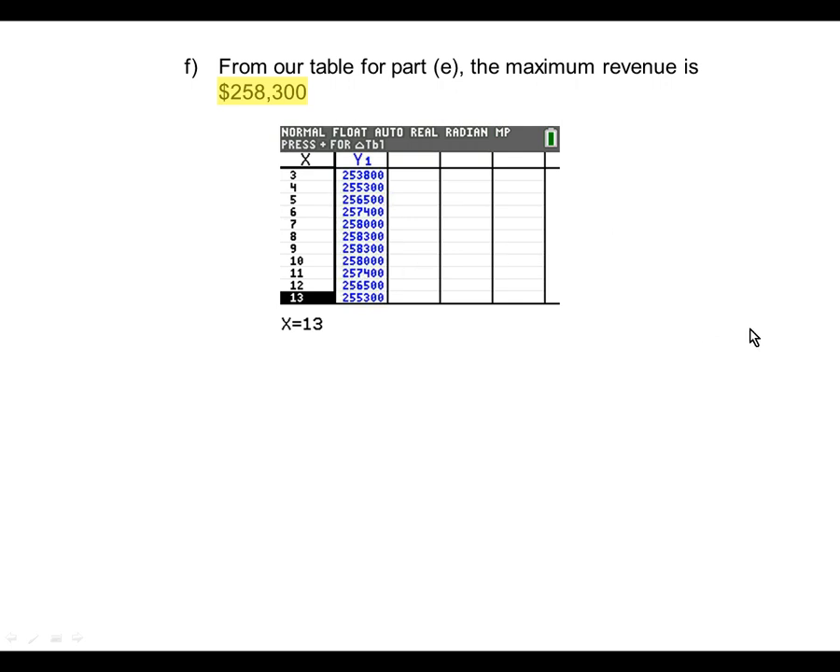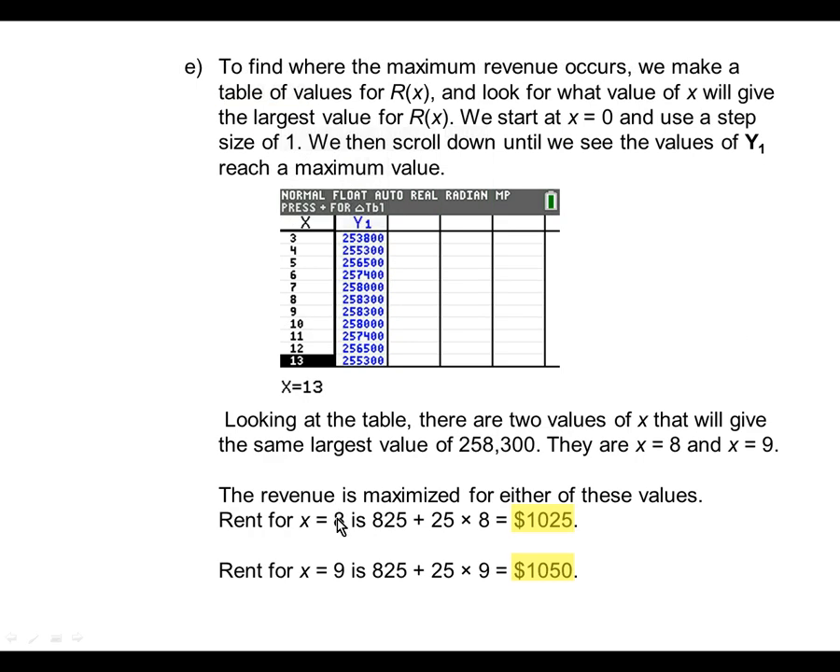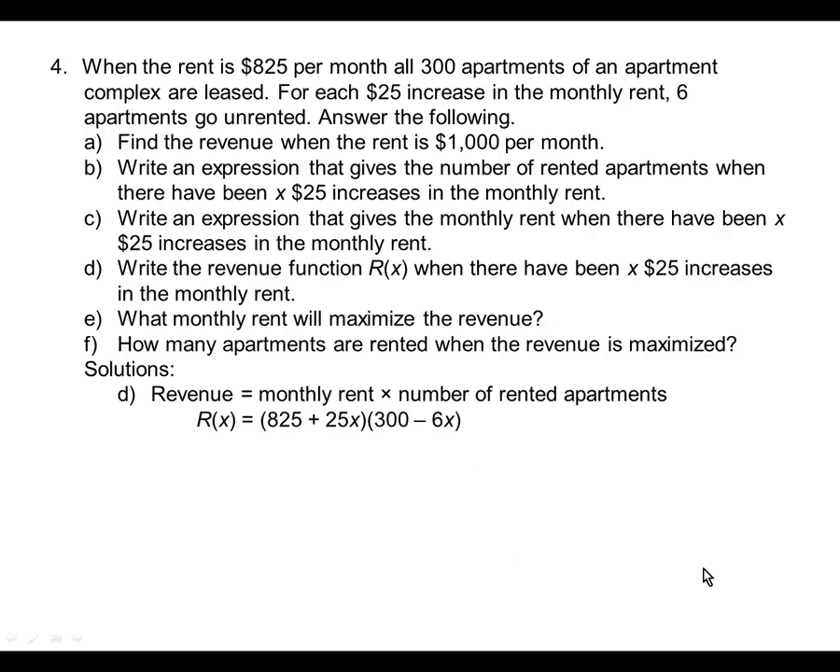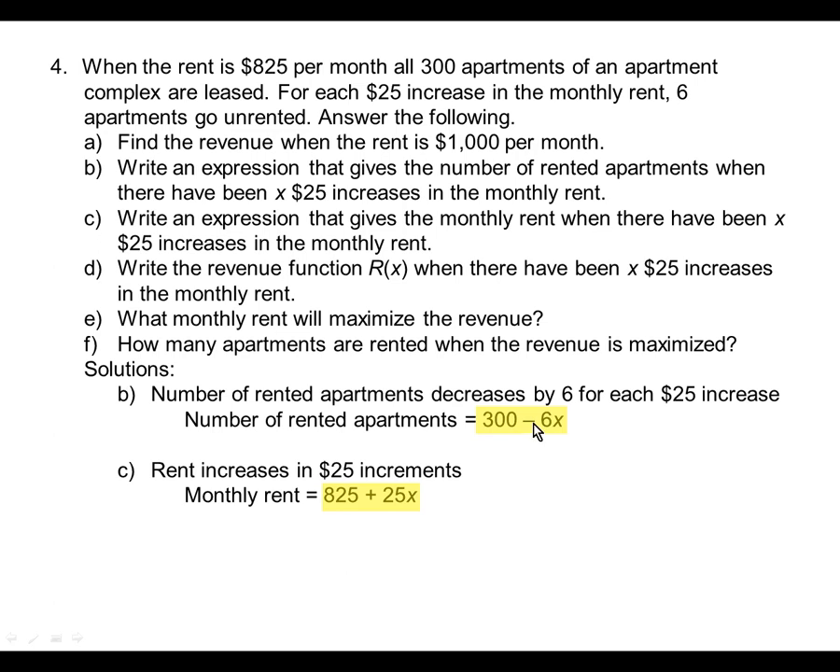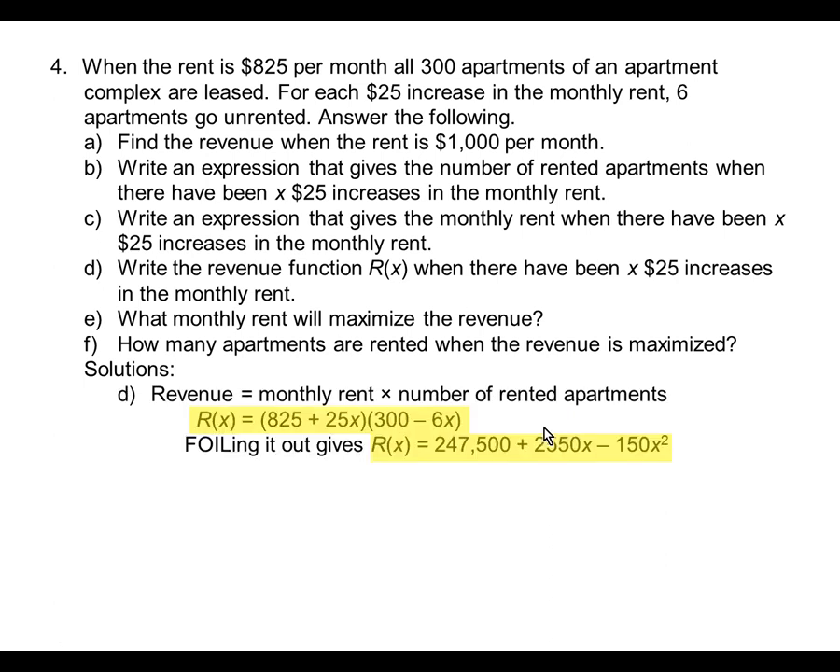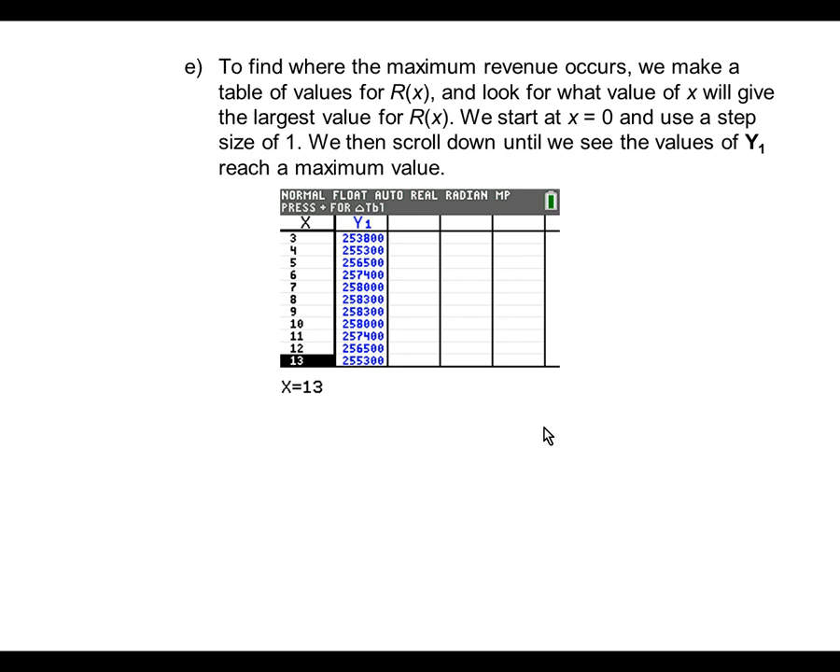Now you could have also been asked, and it wasn't asked, but it might be a good question, how many apartments were rented in order to maximize revenue? So if we were to do the number of apartments that were rented, for x equal 8, remember it would be 300 minus 6 times 8. Remember, every time there was a $25 increase, you had 6 empty apartments. And if the value of x was 9, you'd have 300 minus 6 times 9. So that's how you would figure out the number of rented apartments. You would actually go back to the answer that we had for Part B and fill in either x equals 8 or x equals 9. Now, it doesn't always happen that way, that there are two values that'll give you a maximum. But, you know, sometimes there are. It's no big deal.